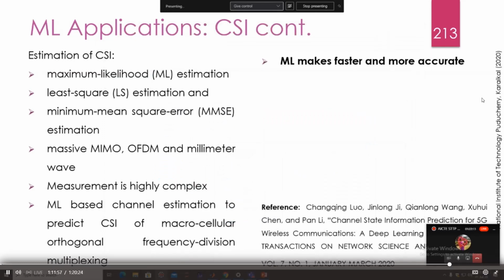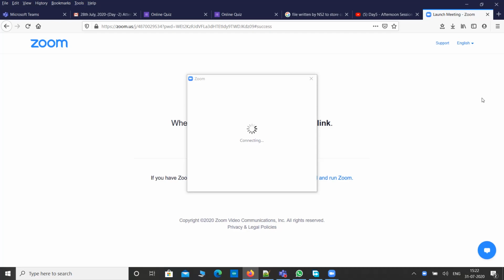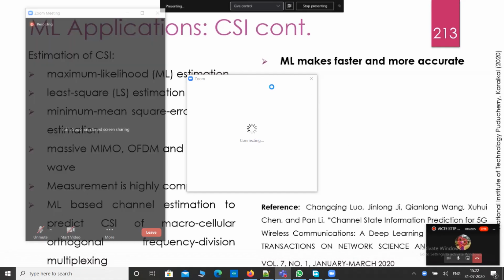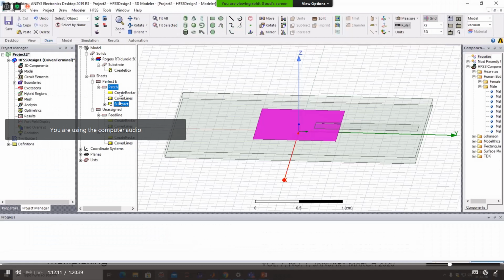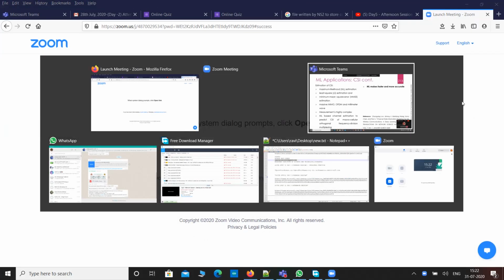minimum mean square error estimation. For massive MIMO, OFDM, and millimeter wave, the measurement is highly complex, and ML-based channel estimation is used to predict the channel state information in macrocellular orthogonal frequency division multiplexing. So ML-based OFDM is used. ML-based MIMO is also used.